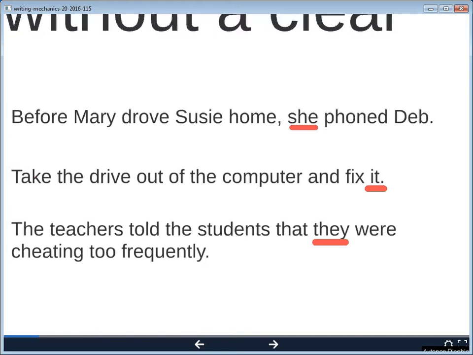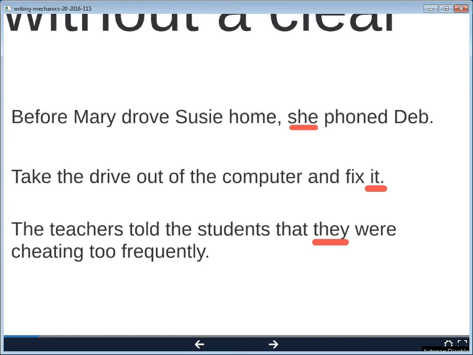In the second example, take the drive out of the computer and fix it. What does it refer to? Are we talking about fixing the computer or are we talking about fixing the drive? Of course, we could be talking about either one of those. These are vague pronoun references.